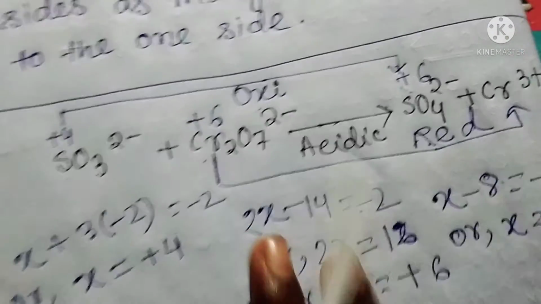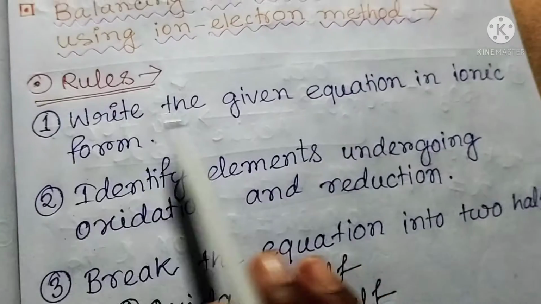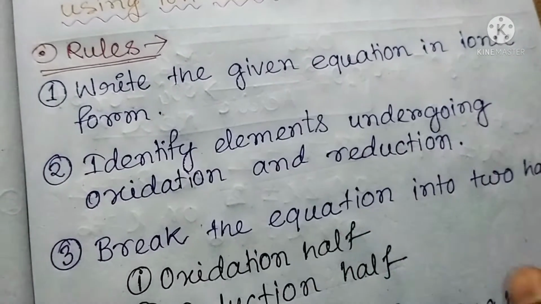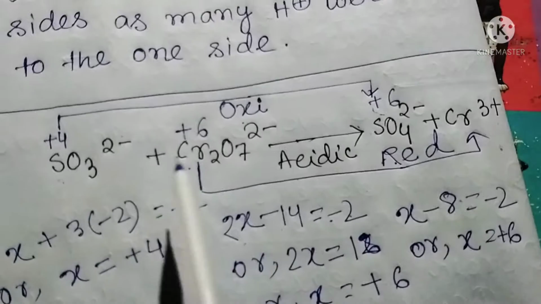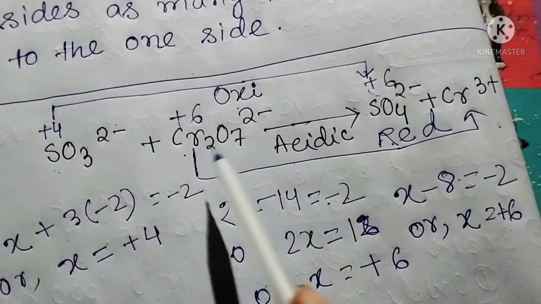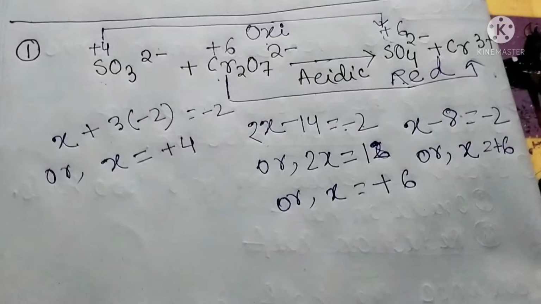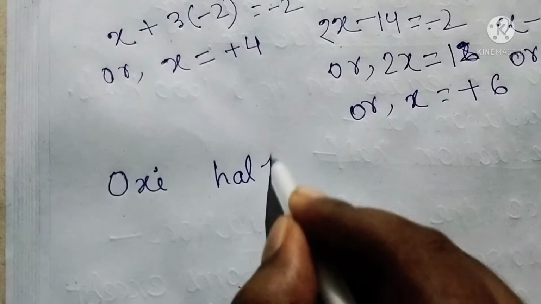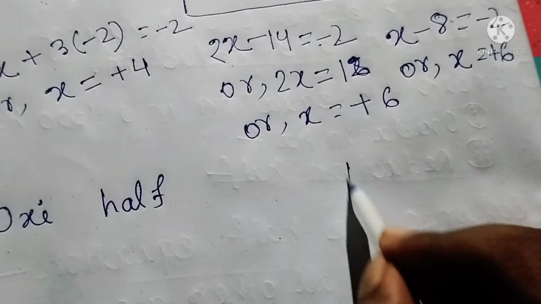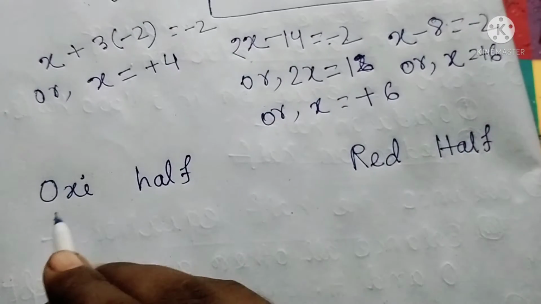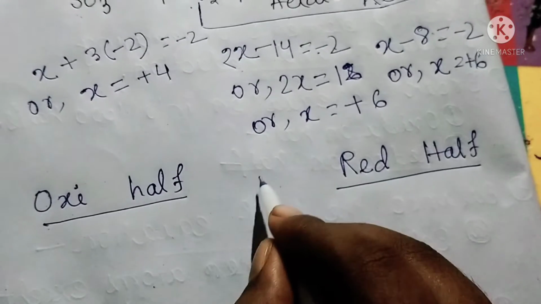So what was the first rule? Write the given equation in ionic form and identify the elements undergoing oxidation and reduction. This is the oxidation reaction and this is the reduction reaction. Then break the equation into two halves. How do we break the equation now? Here we write the oxidation half and here the reduction half.